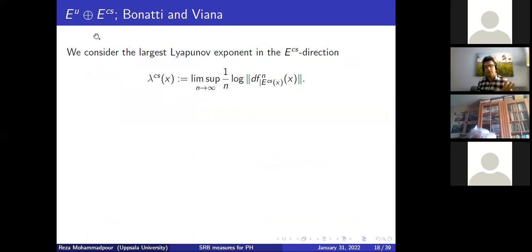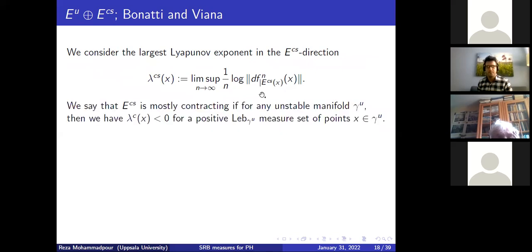Okay, again, I'm discussing this case, uniform expanding plus central unstable. We consider the largest Lyapunov exponent in the E^CS direction. I mean, that's this lim sup of 1/n log of the norm of Df^n restricted to E^CS. And that's the largest Lyapunov exponent in the direction of the E^CS.